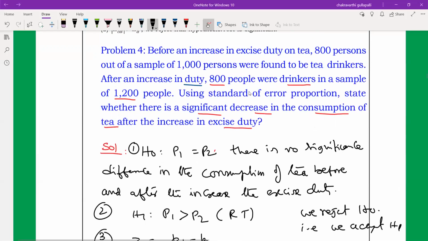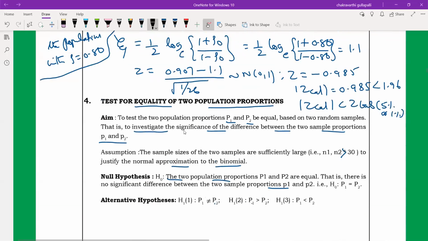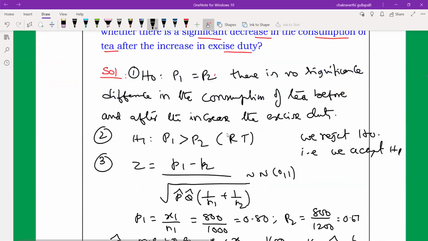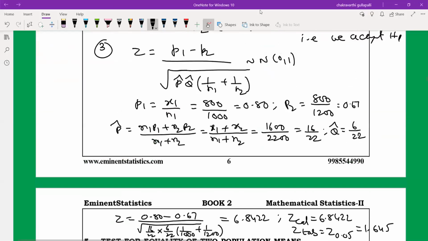So this is test number 4, equality of two population proportions. We will meet again with test number 5.